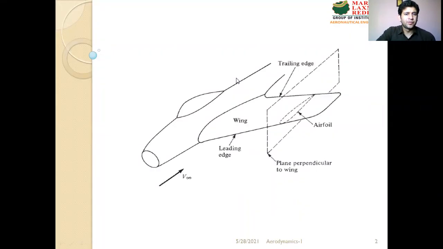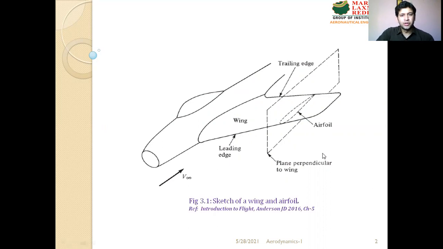Hello everyone. Today we'll be seeing about airfoils. So as we know, airfoils are perpendicular cross sections of the wing. When we slice a wing into two equal parts perpendicularly, then we can see the cross section of the airfoil.